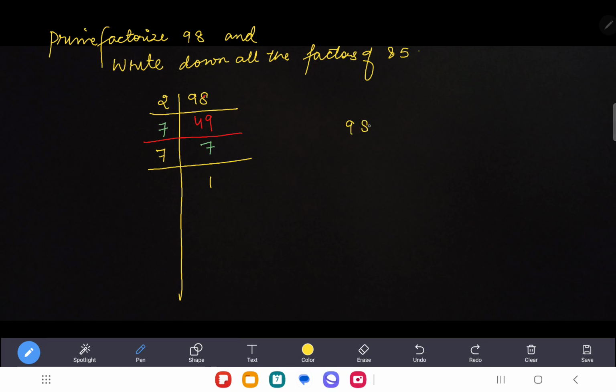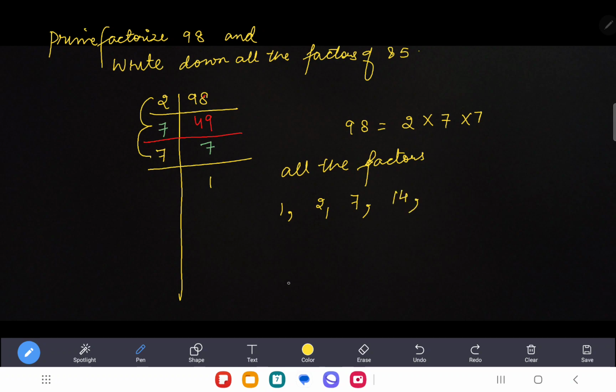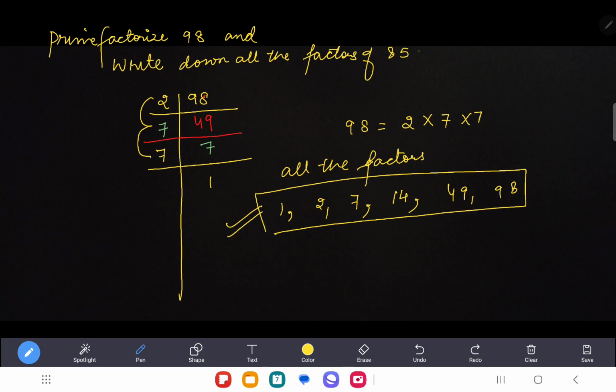So how do you write down 98 as 2 times 7 times 7? All the factors you write down, start writing from smallest to biggest. So 1 is a factor, 2, 7, 7. Correct. Now, what factors could you make now? 14, 49, 98. Good job. See, that's it, isn't it? So this is how you do it.